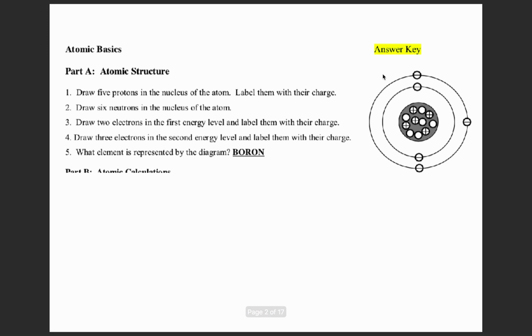So here are the answers. This is my answer key. And so we have 5 plus signs, 6 zeros, 1, 2 electrons, 1, 2, 3 electrons, notice how I spaced them out, and then boron, because 5 protons, 5 is my atomic number.